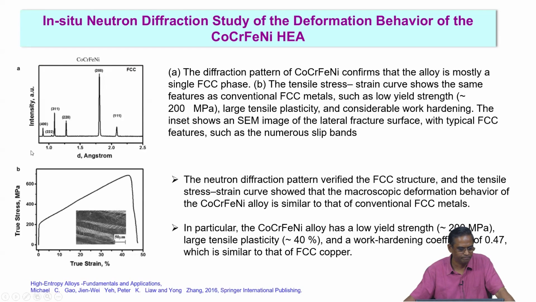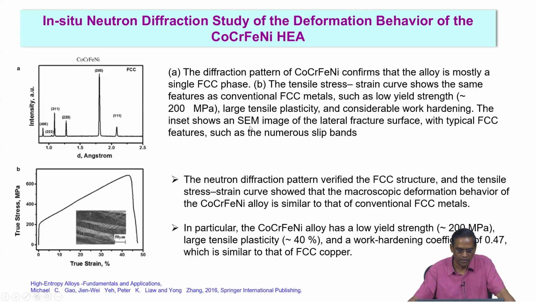We have the diffraction pattern of cobalt, chromium, iron, nickel, which confirms that the alloy is mostly a single phase, and then B is the tensile stress strain curve, which shows the same features as conventional FCC metals, such as low yield strength around 200 MPa and then large tensile plasticity. You can see that. Considerable work hardening. So, you can see that it keeps on increasing till about 40%, 45%.